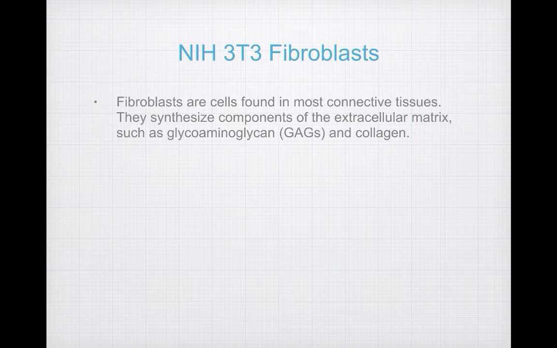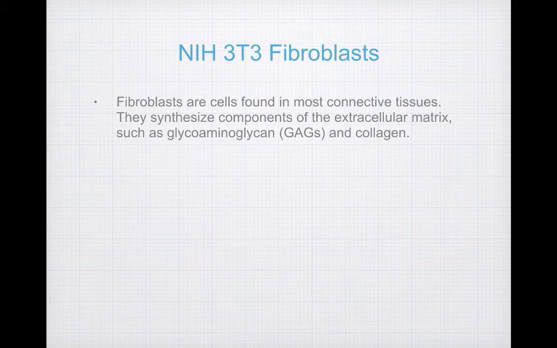First, we'll talk about fibroblasts. The cells that we're going to be using in this lab are NIH3T3 fibroblasts. Fibroblasts are cells found in most connective tissues. They are throughout your body. They synthesize components of the extracellular matrix like glucosaminoglycans, the GAGs, and collagen. But because they're present throughout your body, there are different types of fibroblasts. Fibroblasts from different anatomical locations like cornea, skin, joints, and bones all exhibit different characteristic phenotypes.